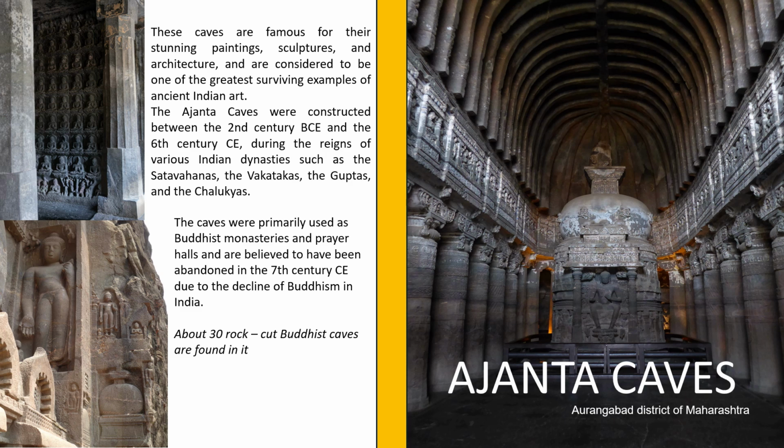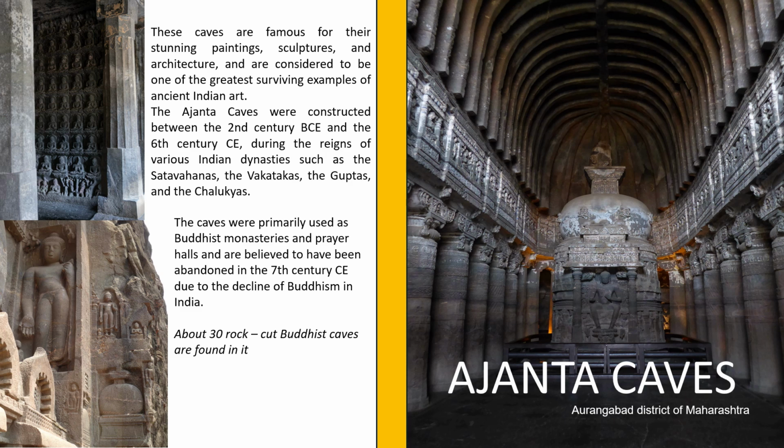Talking about Ajanta Caves, it is located in Aurangabad district of Maharashtra. These caves are famous for their stunning paintings, sculptures and architecture, and are considered one of the greatest surviving examples of ancient Indian art. The Ajanta caves were constructed between the 2nd century BCE and the 6th century CE during the reigns of various Indian dynasties such as the Satavahanas, the Vakatakas, the Guptas and the Chalukyas.